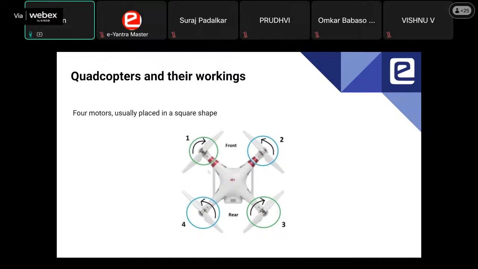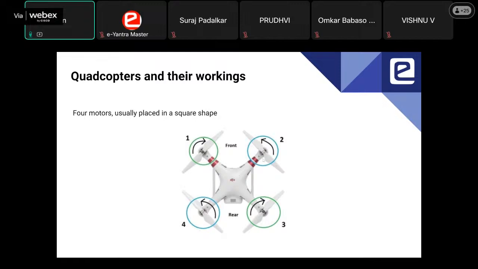In quadcopters, the direction of rotation of the motors is also defined. From this image, you can see that diagonally opposite rotors will always rotate in the same direction. You can see 1 and 3 are rotating in the clockwise direction, and 2 and 4 are rotating anti-clockwise. This is important because only through this kind of rotation can we achieve the lift needed, and then only can we take off.